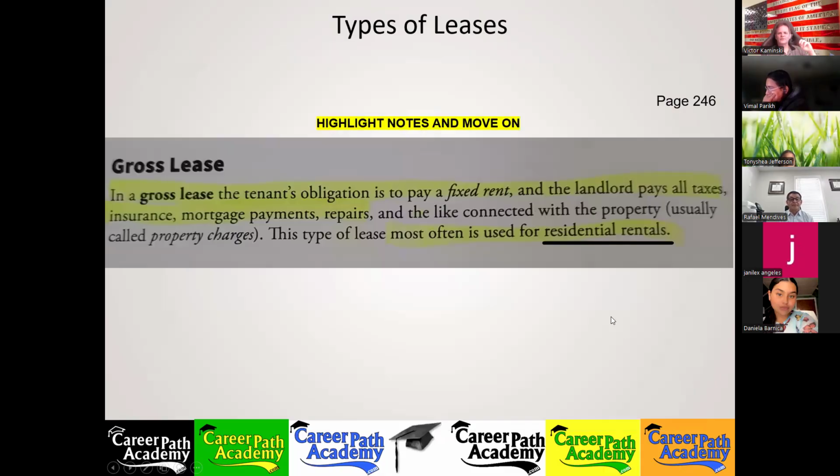So let's do the highlights for gross lease. The last sentence underneath, I know there's one more sentence underneath this after where it says residential rentals, cross it out. You said cross it out. Yep.